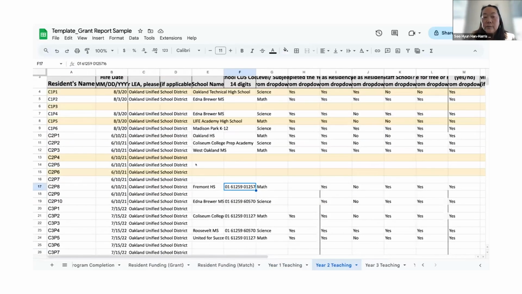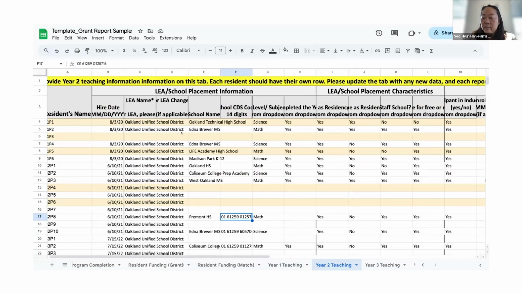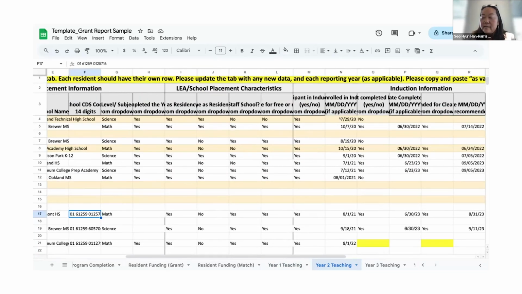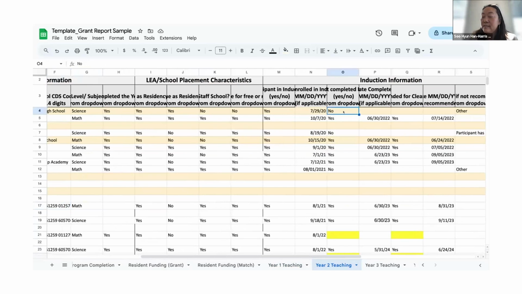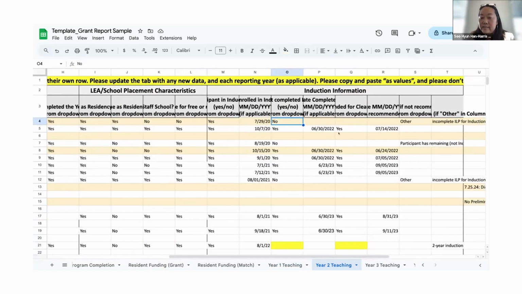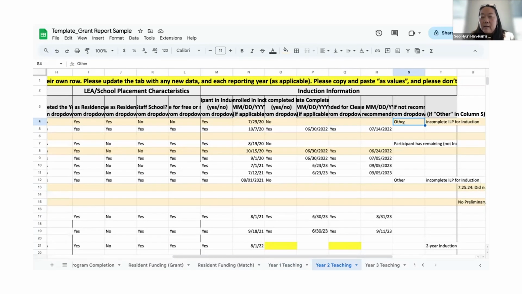Moving to year two, same information here and the same enrollment date for induction, but this person hadn't completed induction in year two because they had that missing piece. And so I just put in the notes the reason they were not recommended is because they had an incomplete for induction. They were not recommended for the clear.